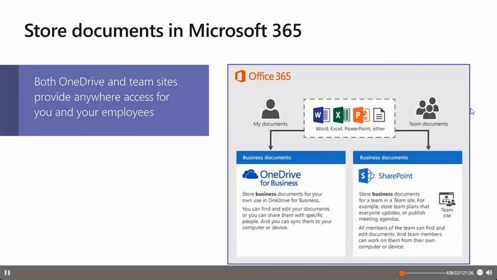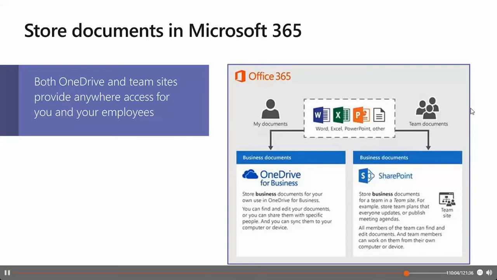Then on the other hand, we have the business documents for a team, for example in a team site, to store team plans that everyone updates or publishes meeting agendas. All the members of the team can find and edit the documents, and team members can work on them from their own. So basically OneDrive is designed for individual use with also sharing of files, and the team side is designed for sharing and collaborating on files regularly.